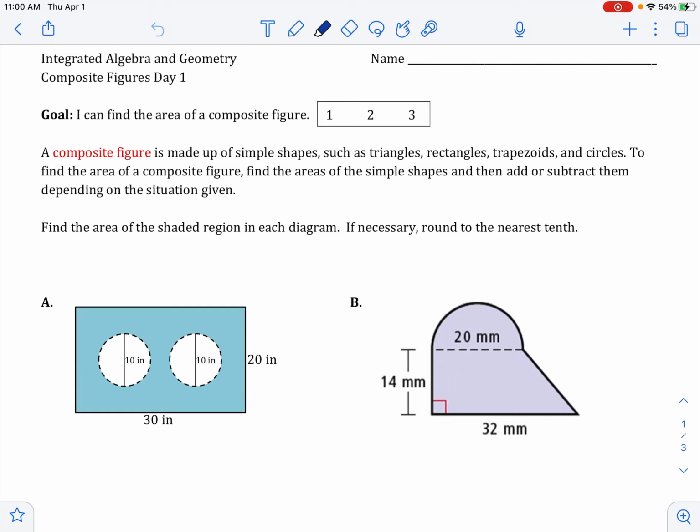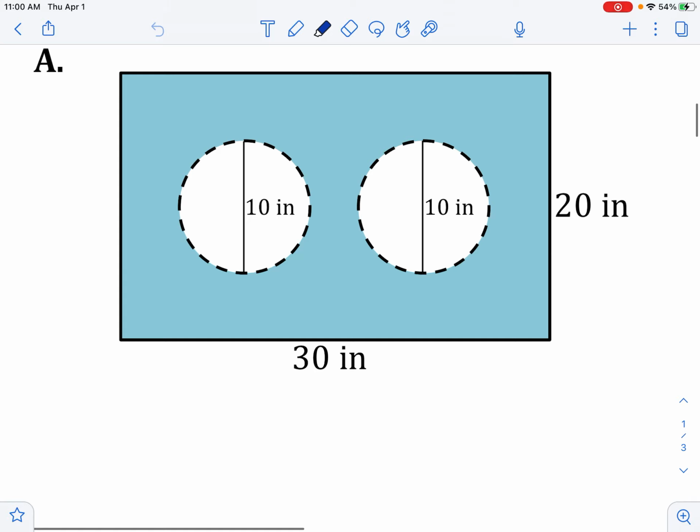So here is an example. We're going to do 4 examples today with notes, and then 4 examples with day 2 notes, not to overload you on them. But they're all formulas that you already know, so it shouldn't be too much added on. All right, directions are find the area of the shaded region in each diagram. If necessary, round to the nearest tenth.